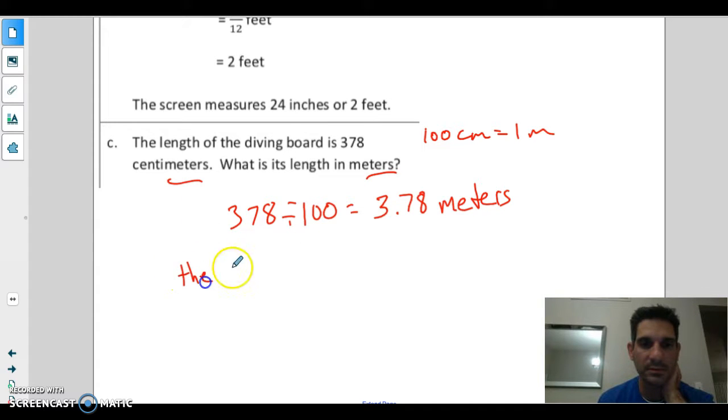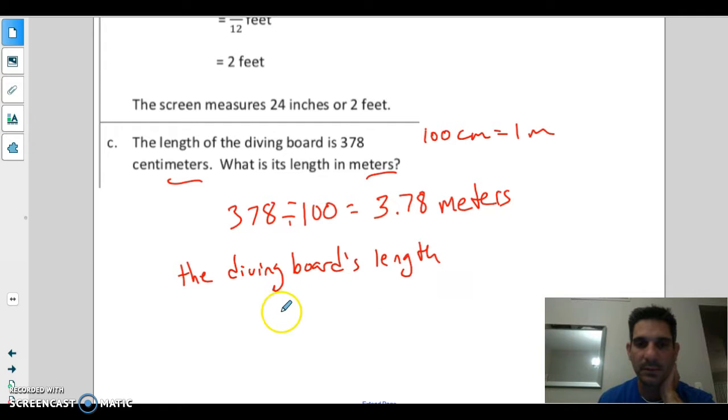Okay, this is the written sentence. The board's length is 3.78 meters. All right. Okay.